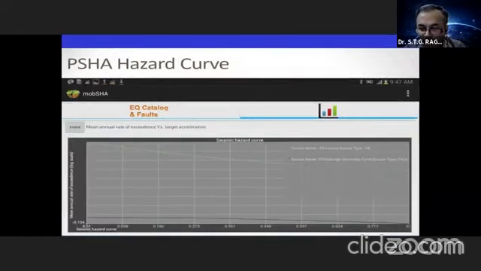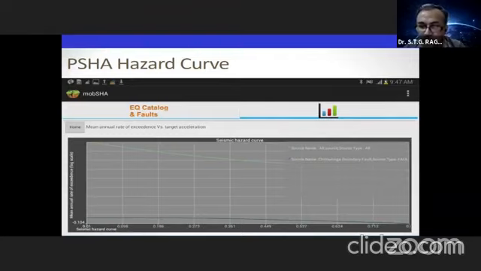And finally, you can get these hazard curves also. Okay, so this app is for advanced users, and it works fine for mobiles which have 4 GB RAM or 6 GB RAM, and it's very useful to obtain the site-specific spectra. So we are going to release this app, maybe in another month or next month.